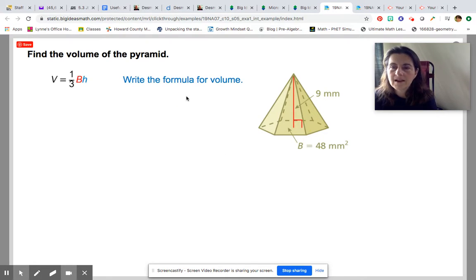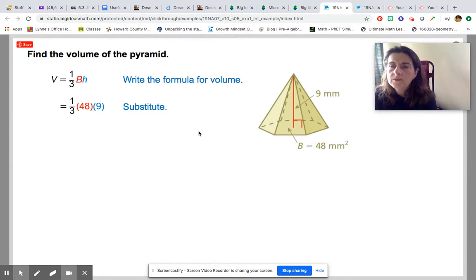You'll want to write this down. Volume is equal to 1/3 big B, area of the base, times height. The area of the base was given to us as 48 millimeters squared. We'll substitute that number into the formula. Then we'll find the height, which is 9 millimeters. Substitute that into the formula, and now it's just multiplying.